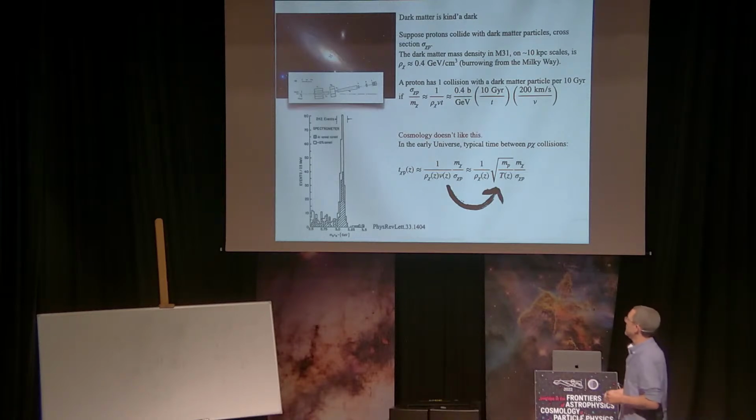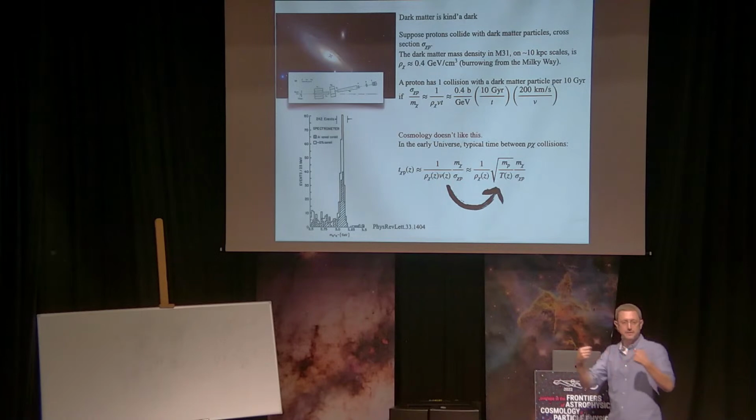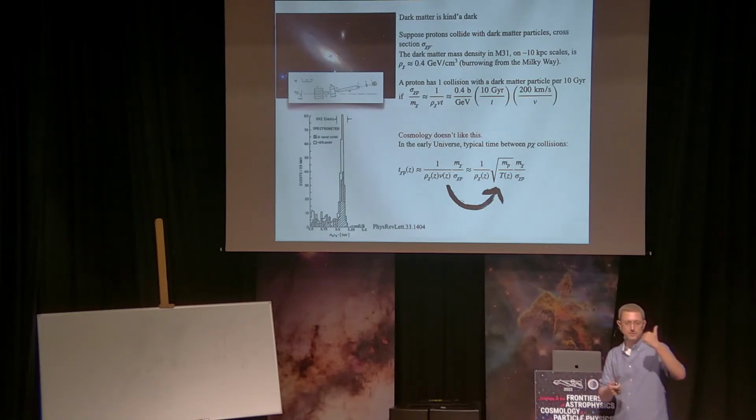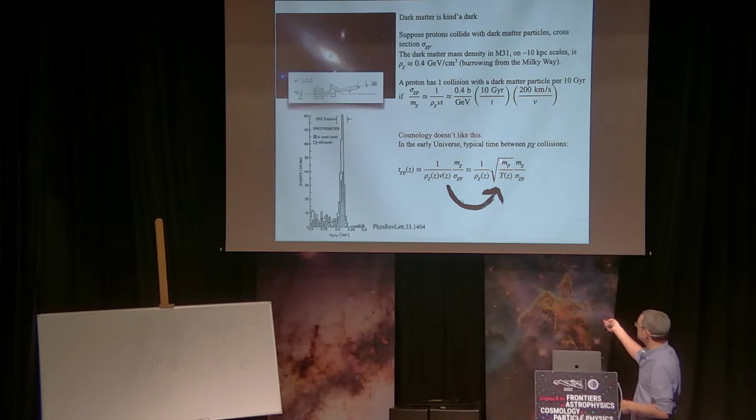And so it's lovely that the universe is actually scanning the kinematics for us, because the universe is scanning the typical collision velocity as we go to higher and higher redshift. The velocity goes up like the square root of the redshift, because it goes up like the square root of the temperature.